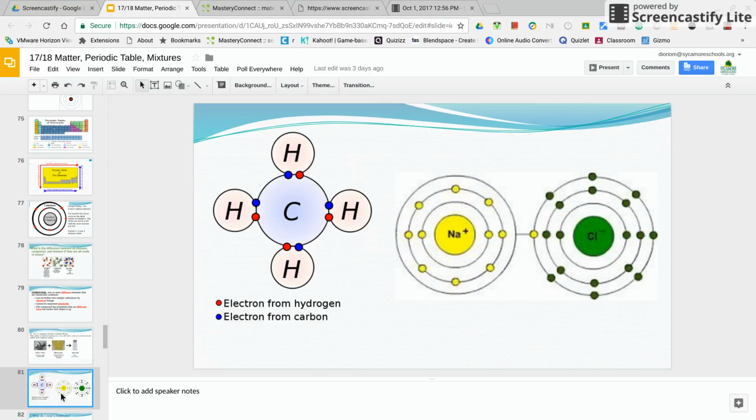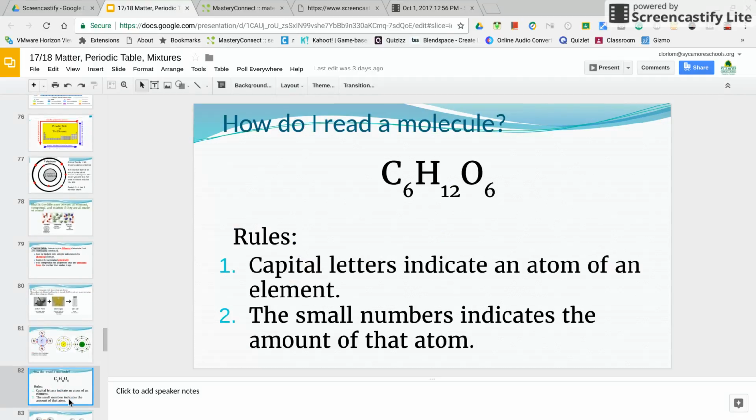I can look at these slides right here and determine that these are images of a compound because I have more than one element combined. Here I have one carbon atom combined with four hydrogen. Here I have a sodium combined with chlorine. It doesn't matter how many you have. For example, this one has four hydrogens combined to one carbon, where this just has two atoms combined together. It doesn't matter how many atoms you have bound together. What matters is the fact that I see two different elements that are bonded together. That's what creates a compound.